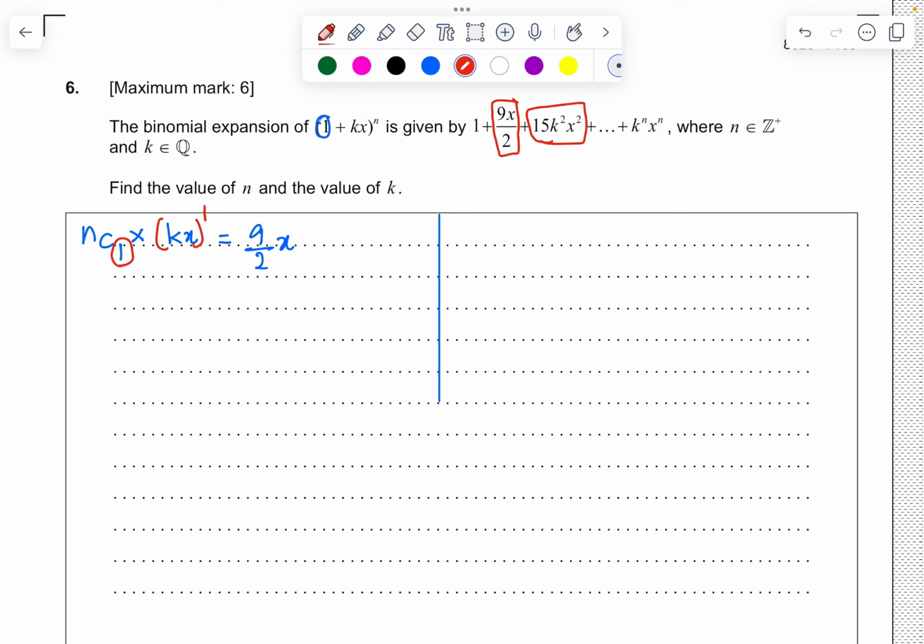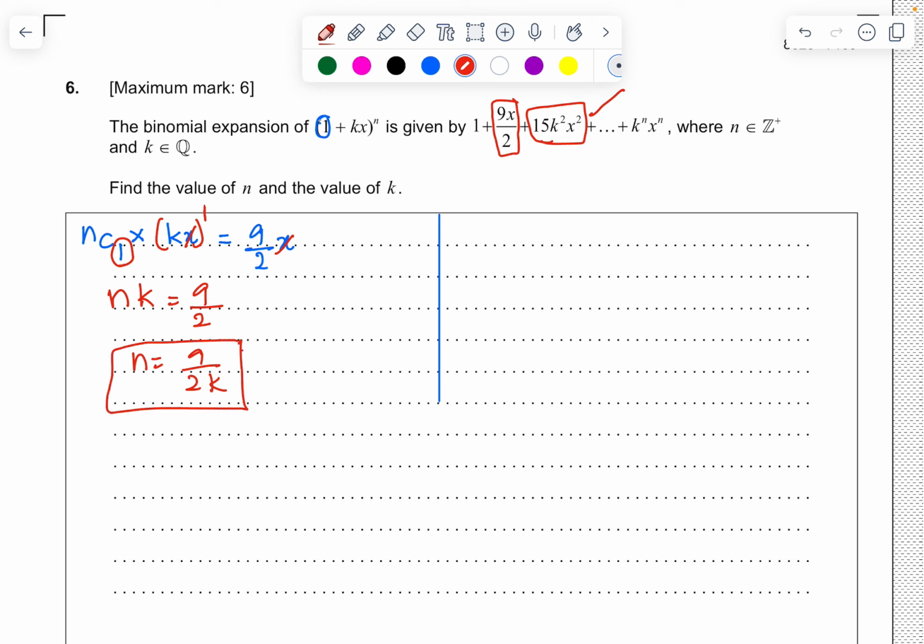Then what is NC1? NC1 is just n. We know that NC1 is just n. So nk is equal to 9 over 2, because the x gets cancelled. So I can write this one as n equal to 9 over 2k, right? This is the first, we got it.